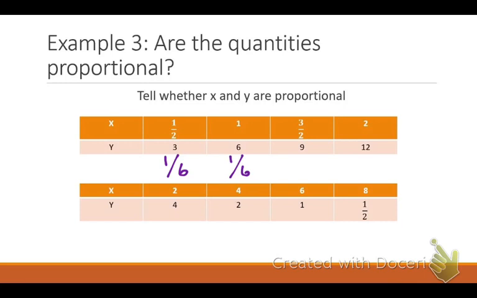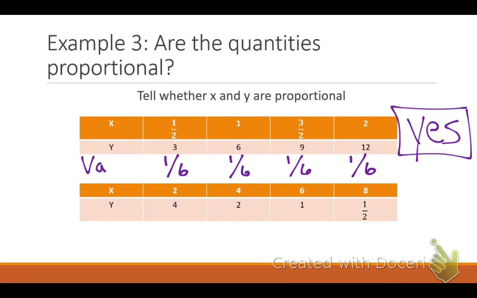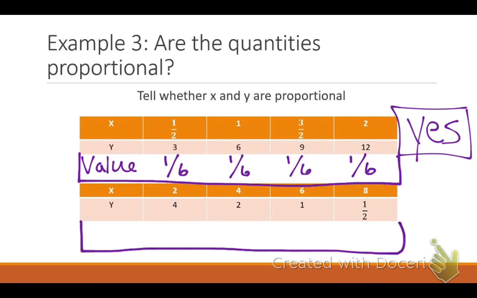But we can't stop here. We have to test every single ratio. One of them might mess it up. I'm not going to know until I do all four. 3/2 divided by 9 is 1/6. If you were to test that, it is 1/6. 2/12, what does that reduce to? 1/6. So because all of the values are 1/6, it is a proportional relationship. You see that? They're all 1/6.